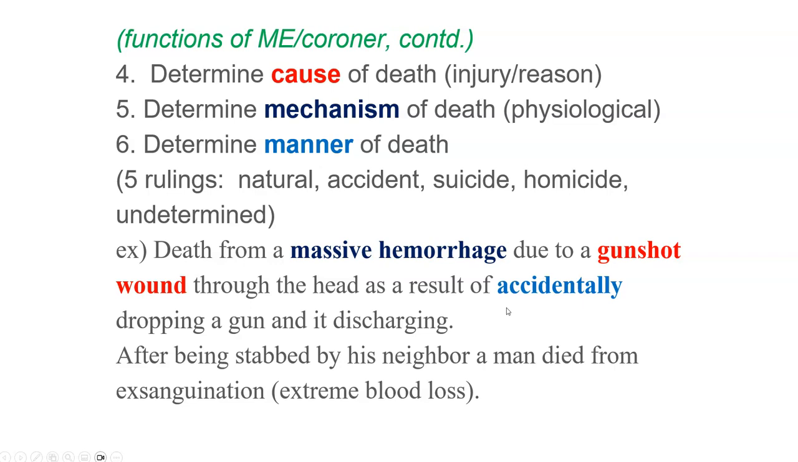Okay, so the mechanism should be pretty easy to pick out because it's a really technical sounding term, and that's exsanguination, right? So extreme blood loss, that would be our mechanism. That's our physiological technical term. The stabbing would be our cause. That's the actual injury or reason. And then the fact that it was his neighbor stabbing him means that this is going to be treated as a homicide. So that's our manner of death, homicide.